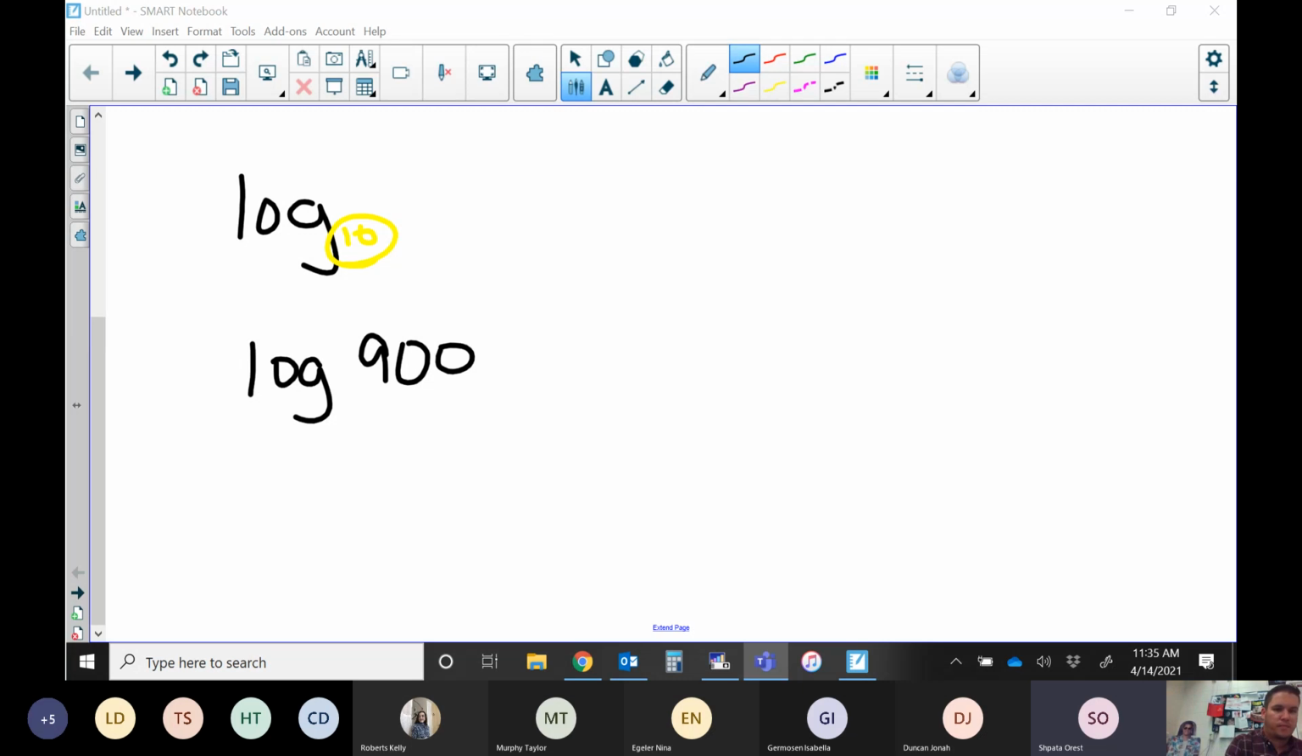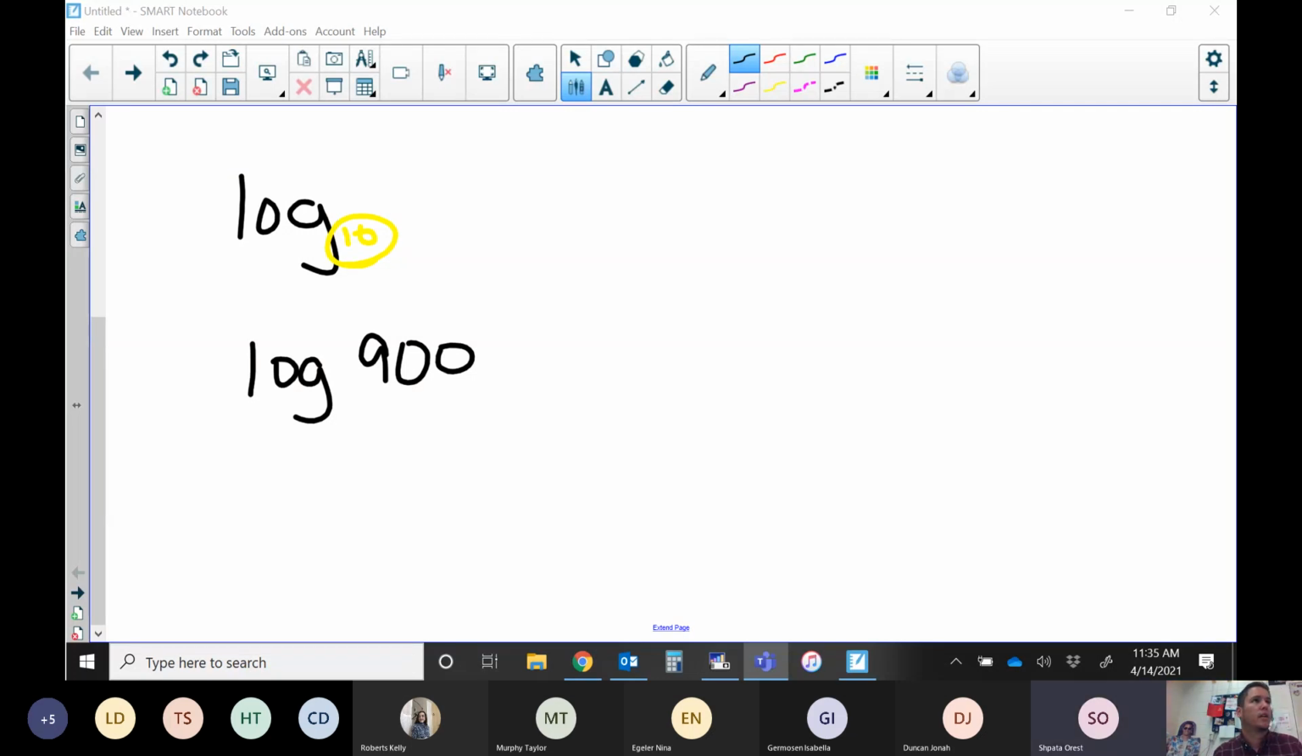It says error when I put log 10. No, you don't have to put log 10. You just leave it like this. It already knows that it's a base 10, Orist. You don't have to put the 10 in. Oh. So you just hit log and then 900. What kind of calculator do you have? Put your calculator up to the screen for me, Orist, real quick.